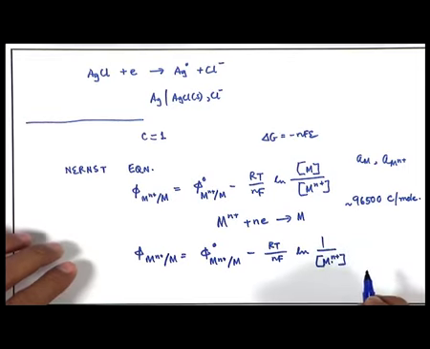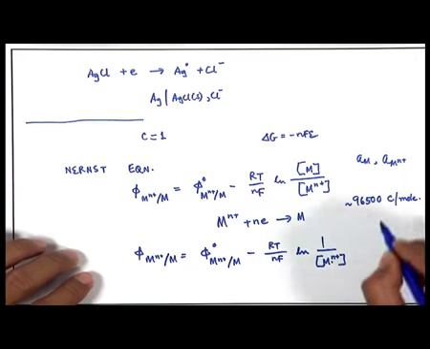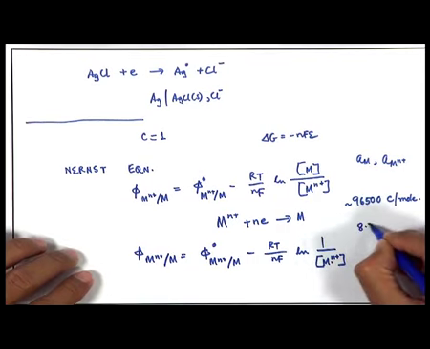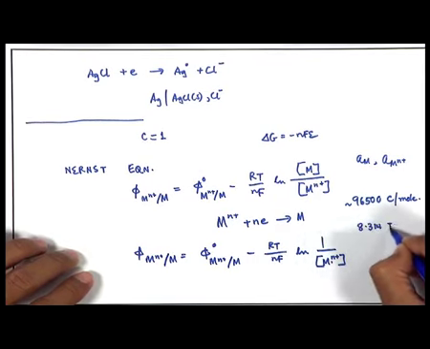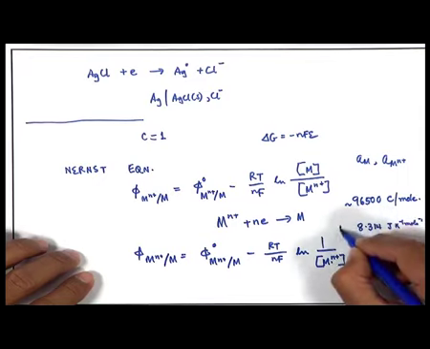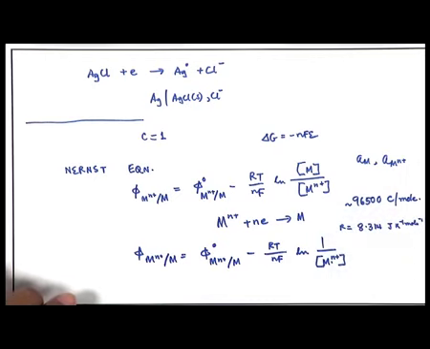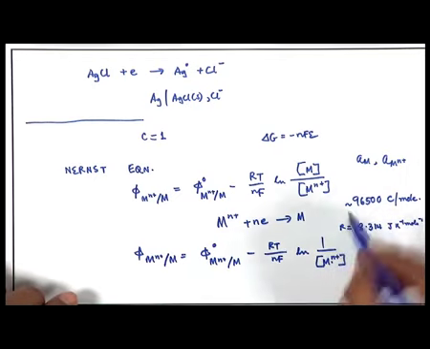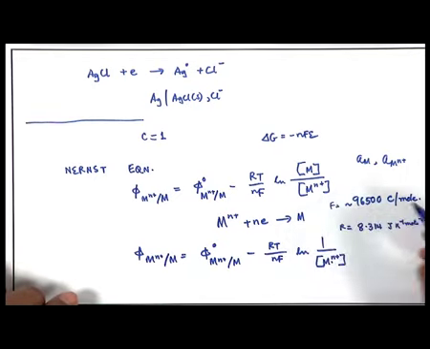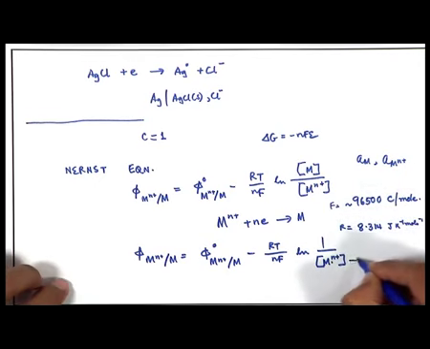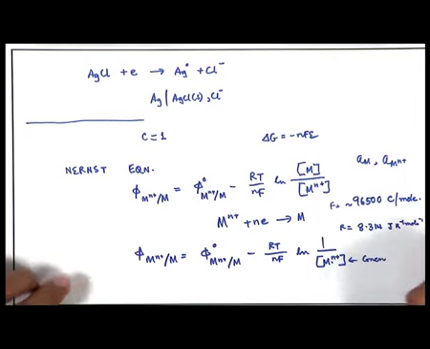Okay. So, where the value of R is 8.314 joule Kelvin inverse mole inverse. Okay. And F is 96500. And here it is the molar concentration, mole per liter.